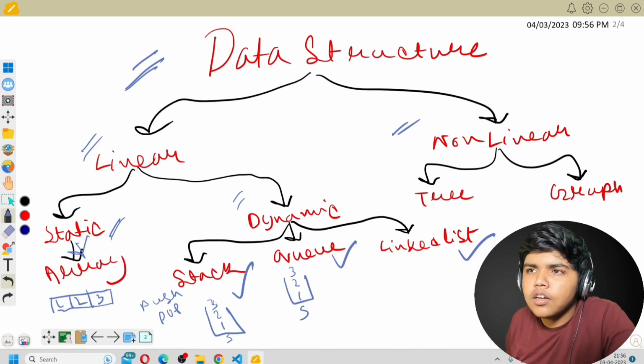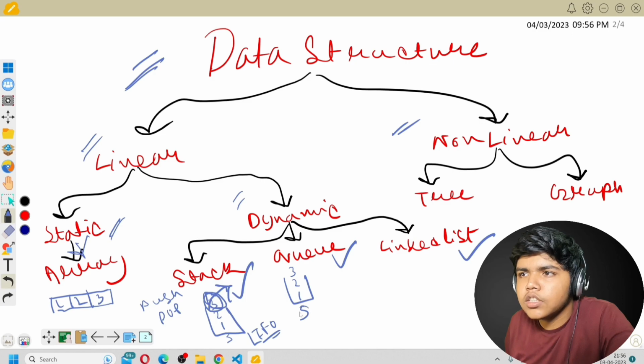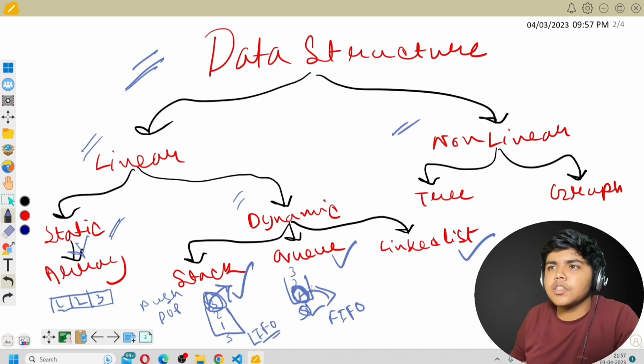If we remove something from the stack, the stack removes 3 first because it works as LIFO, last in first out. What we inserted last comes out first. And in the case of queue, it works as first in first out. What we inserted first is released first. So these are stacks and queues.